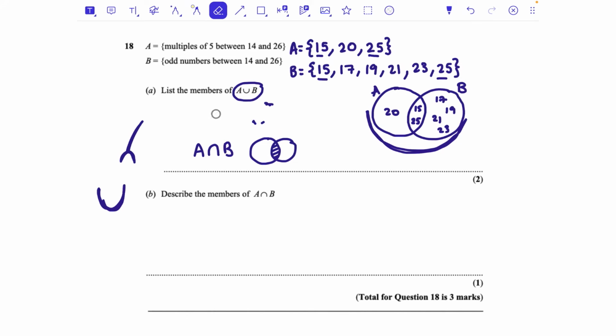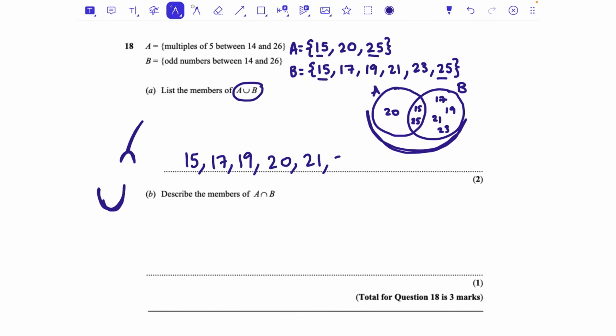So for this question, if we want A union B, we don't mind any of the numbers. So we can have 15, I'm going to put them in order, 17, 19, 20, 21, 23 or 25. So any of the numbers in either A or B for the union.